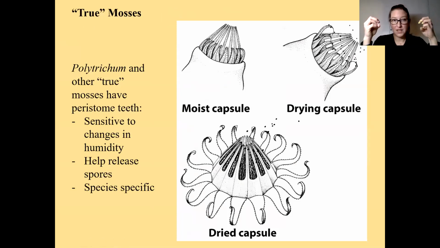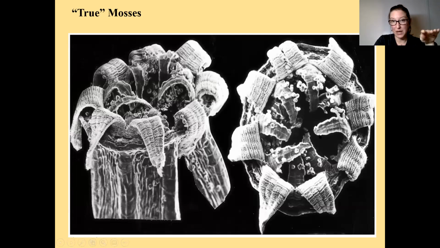On the true mosses, there are these cool doodads called peristome teeth. When that lid flies off, these weird teeth-like things come out, and that helps the spores get released. So this is a picture of that. That's the opened sporangium with these crazy looking teeth, and those little dots on the teeth are the spores.